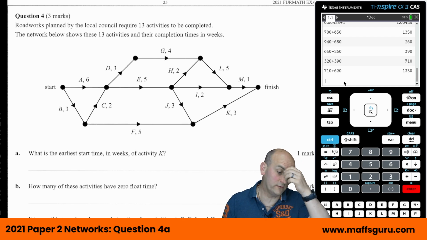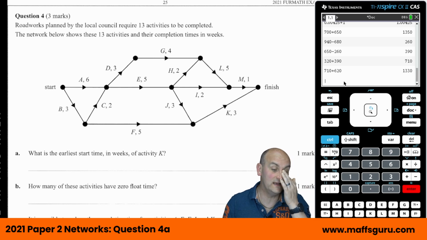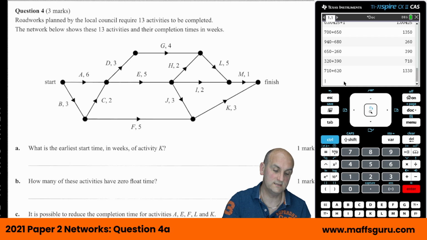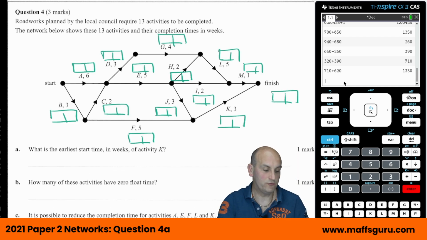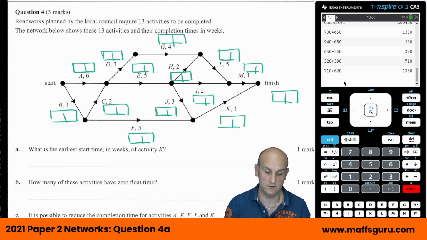Roadworks planned by the local council requires 13 activities to be completed. The network below shows these 13 activities and their completion times in weeks. What is the earliest start time in weeks of activity K? Okay, so having drawn on all of my delightful boxes, what am I now going to do? I am going to forward scan. Now I do mine not on the vertices, I do them on the edges. Thank you very much to a colleague for showing me this way. It just seems to make the float times work all the time.